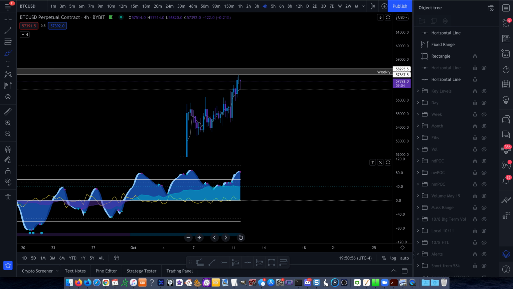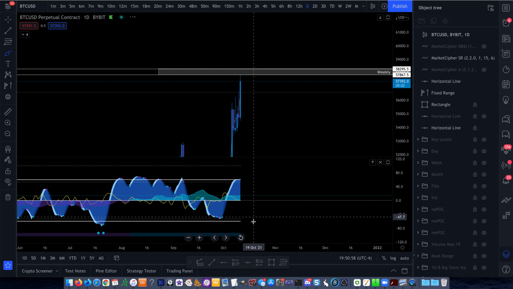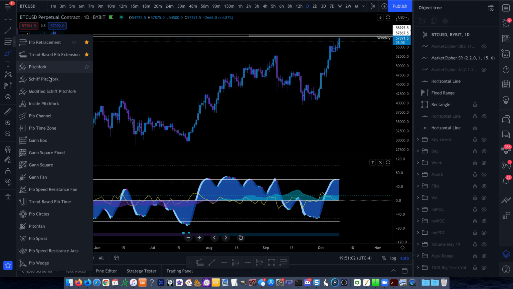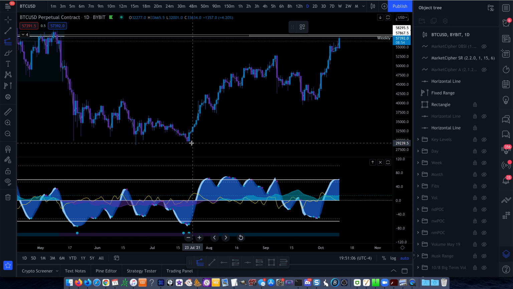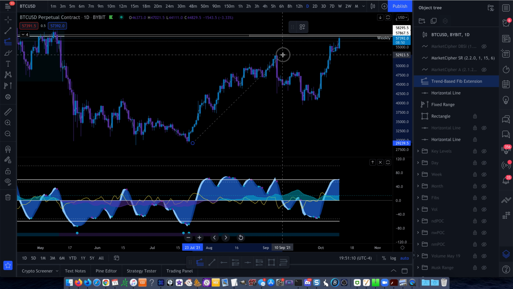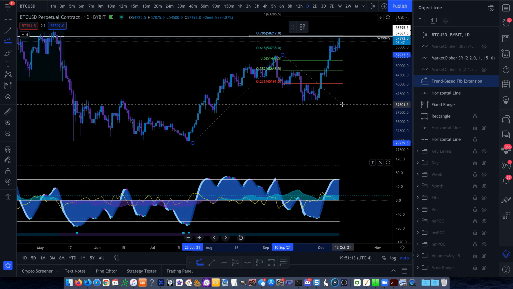Okay, so if we do come above this area of resistance, whether we get a pullback or not, what are the targets that we are looking for? Well, if we go back to a higher time frame, what I want to do is use a Fibonacci trend based extension tool, and I want to basically take from the bottom here to the first high, to that first higher low, and project what we can expect.